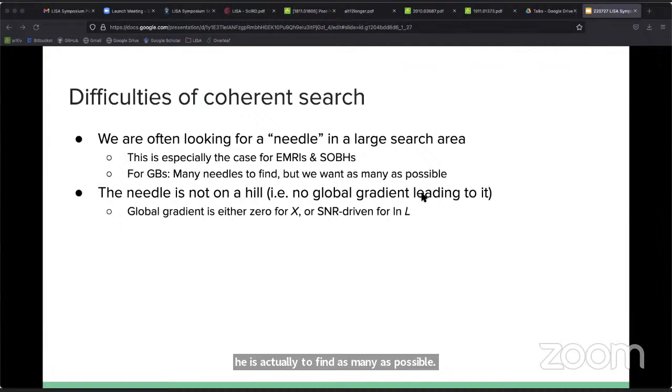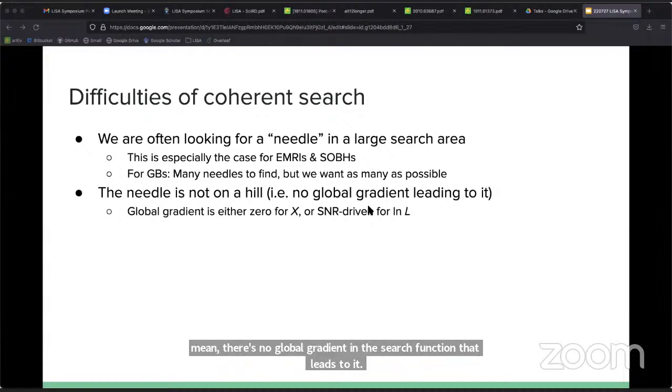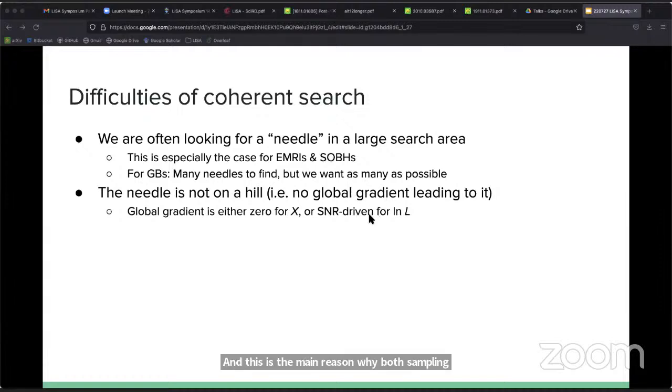Now, furthermore, these needles that we're trying to find are not on a hill, by which I mean there's no global gradient in the search function that leads to it. And this is the main reason why both sampling and optimization do not work very efficiently. So this gradient in the search function is either 0 in the case of X, the detection statistic, or for the log likelihood, it's driven by the optimal SNR of the unnormalized templates across the signal space. And that actually is even worse because it could actually take us away from the actual signal.